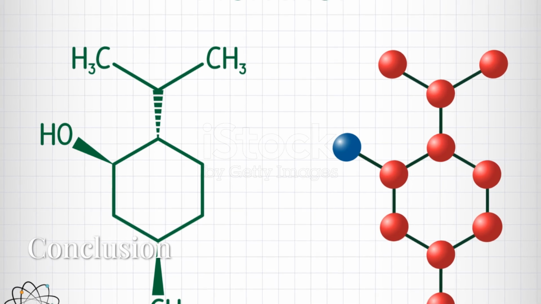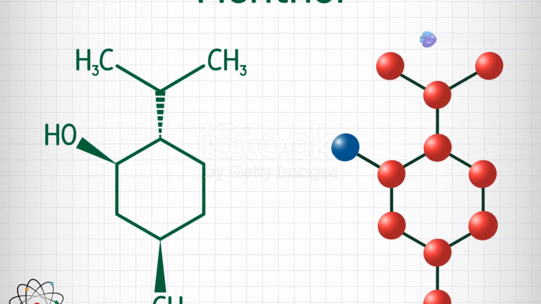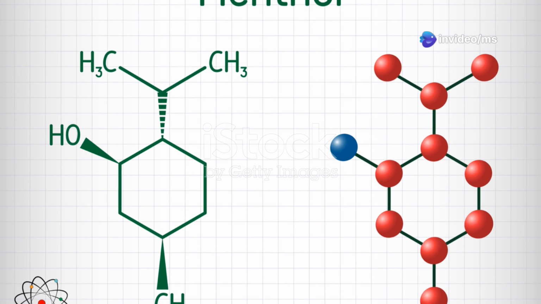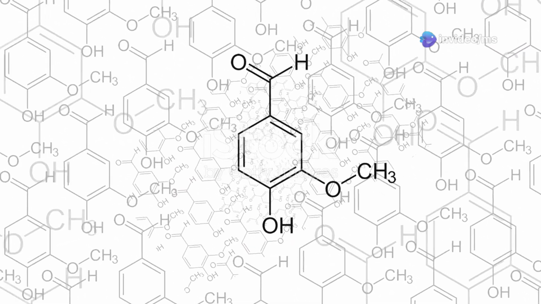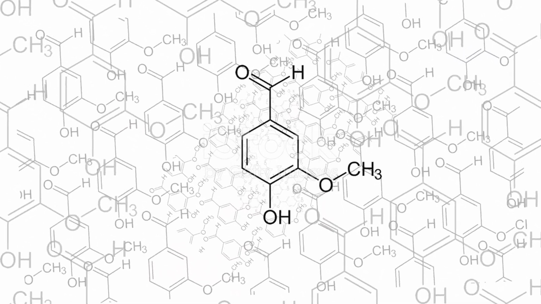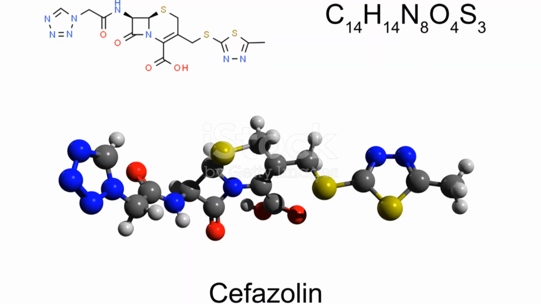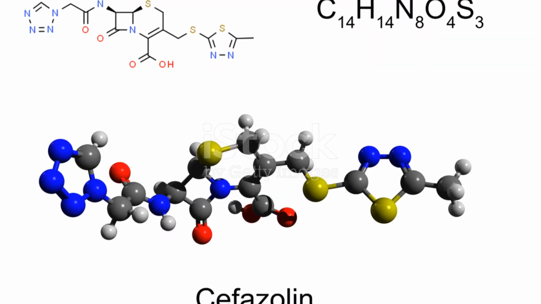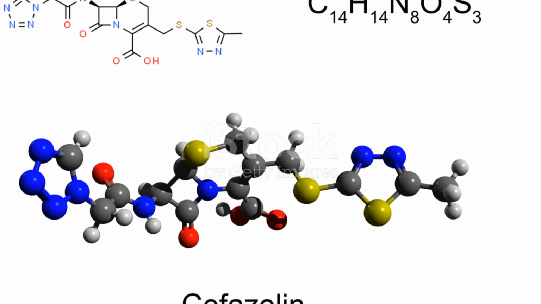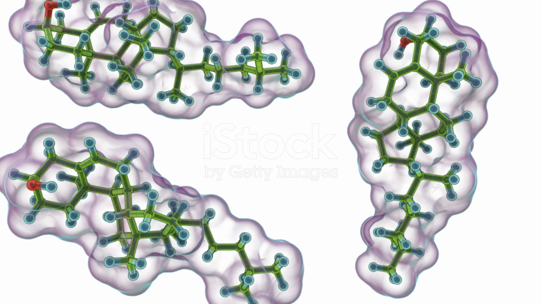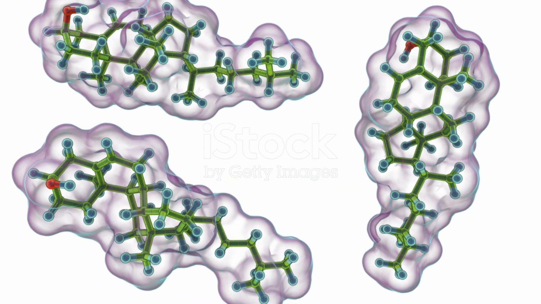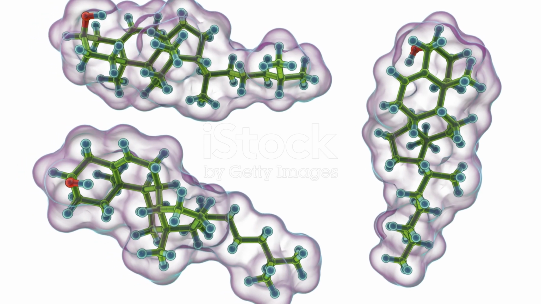To conclude, isomerism is an essential concept in organic chemistry that explains the existence of multiple compounds with the same molecular formula but different properties. It is categorized into structural isomerism, which involves differences in atom connectivity, and stereoisomerism, which involves differences in spatial arrangement. Understanding isomerism helps in studying the diverse behavior of organic compounds.